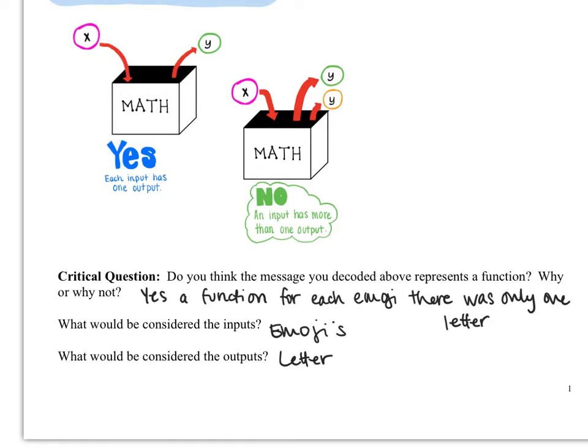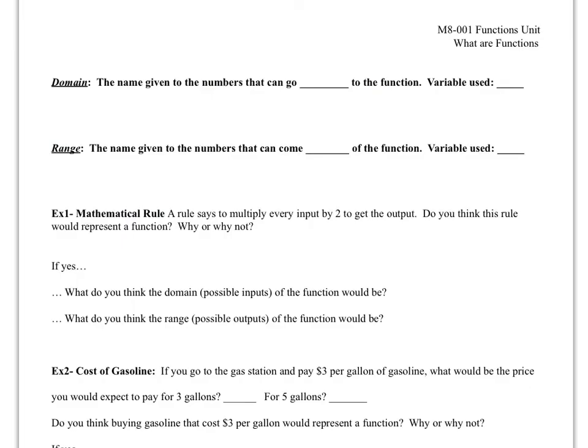Imagine if your decoder told you that, for example, for a smiley face, it could have been either the letter A or the letter M, you wouldn't know which letter to put. But since your decoder told you exactly which letter each emoji stood for, there was only one possibility. That's what makes it a function. We're going to see more examples of seeing if things are functions or not in a minute, but first let's talk about some other function characteristics like domain and range.